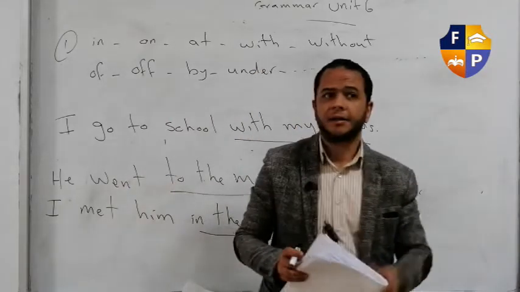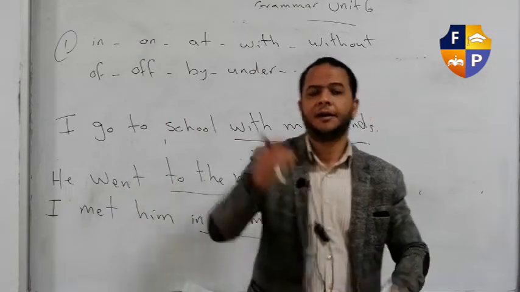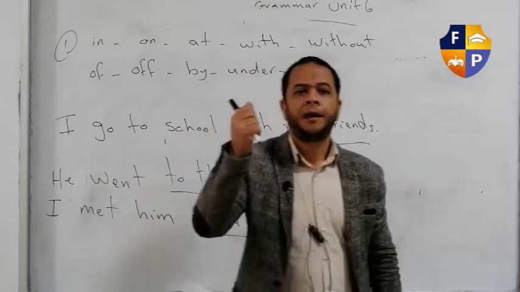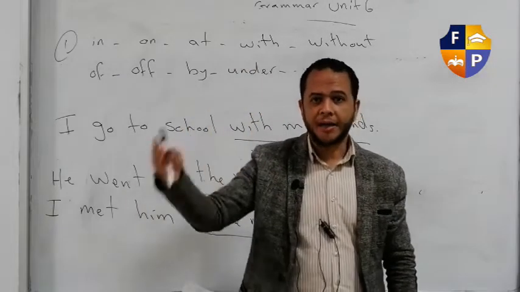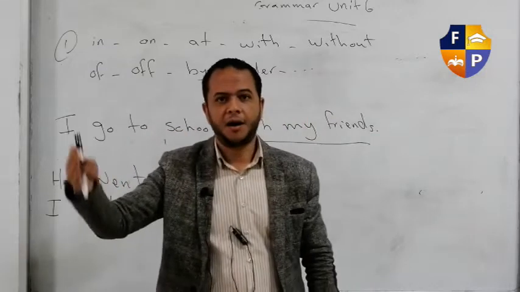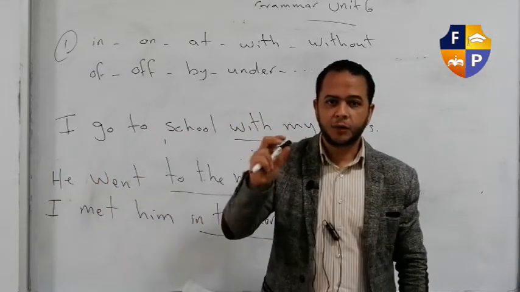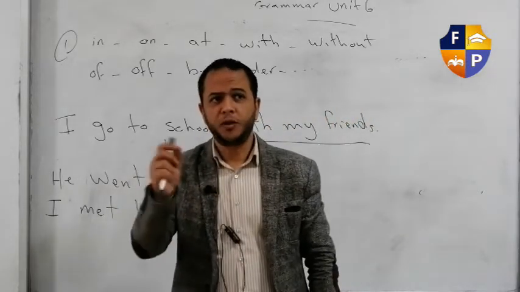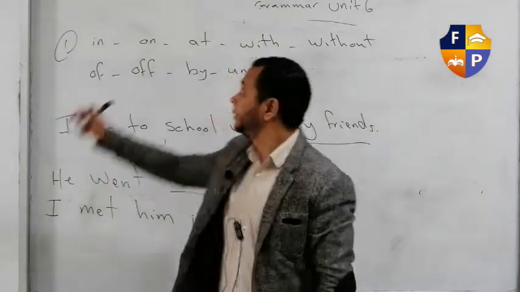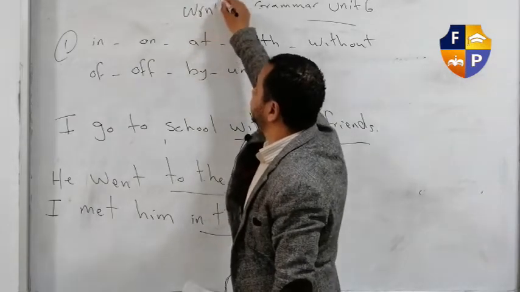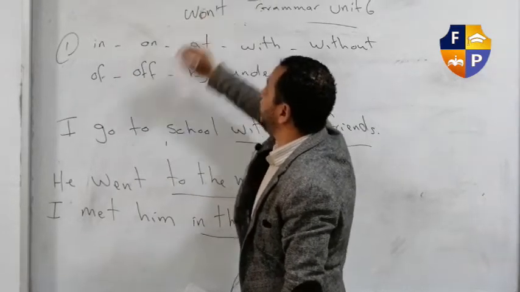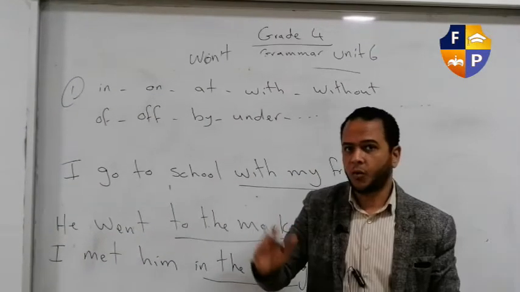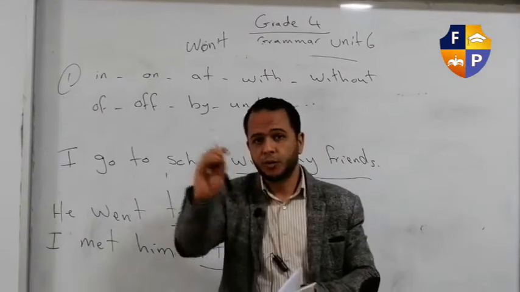To revise grammar in Unit 6, number one, future progressive tense. Will be plus verb ing. Take care of this form. If I want to change a future progressive tense into negative, we must use won't be plus verb ing. This is number one, according to future progressive tense.